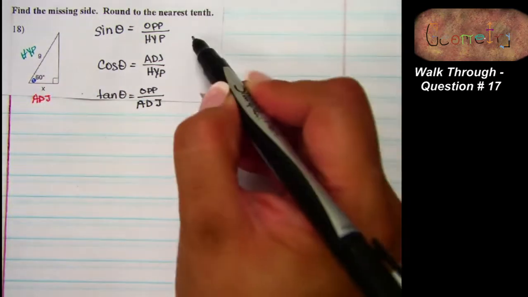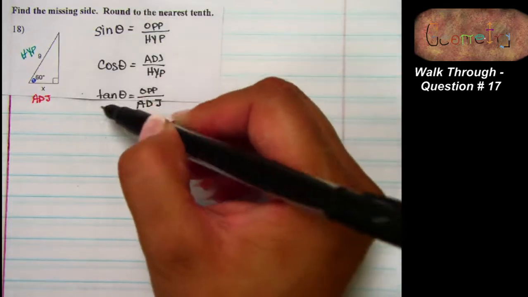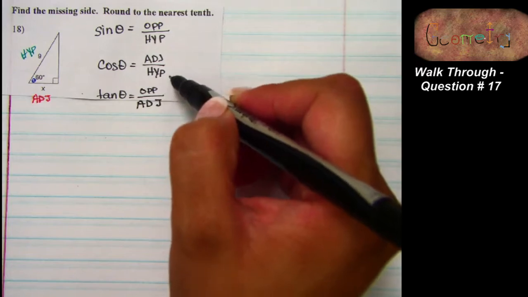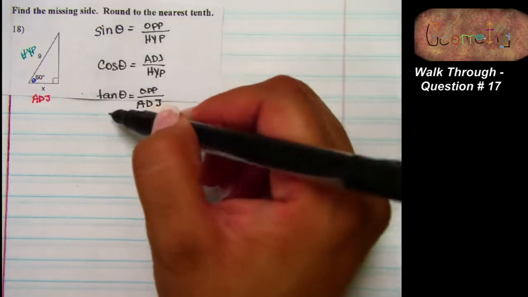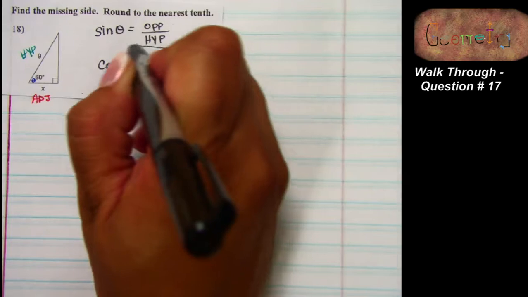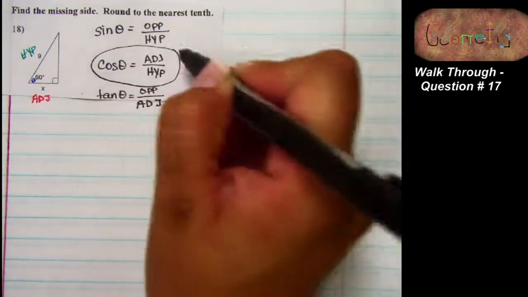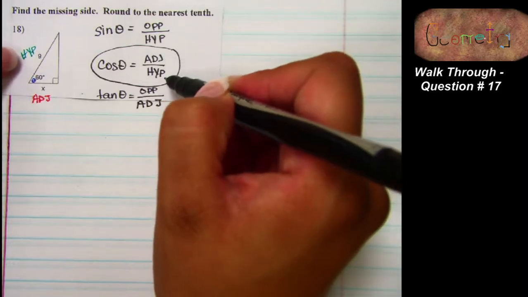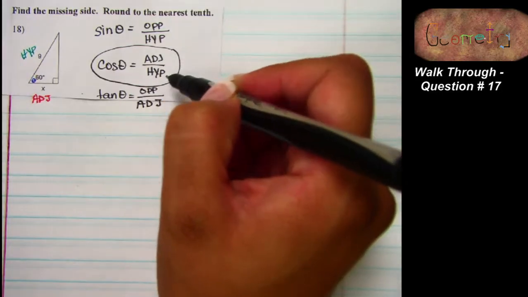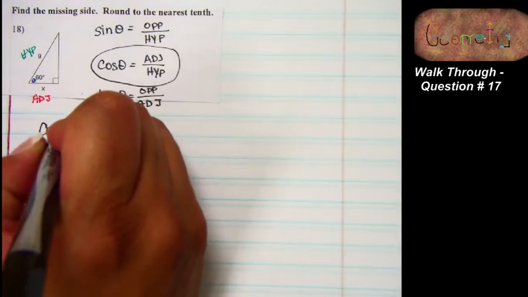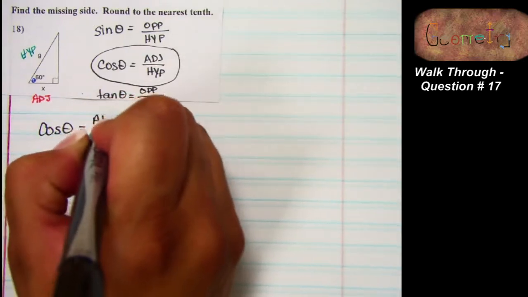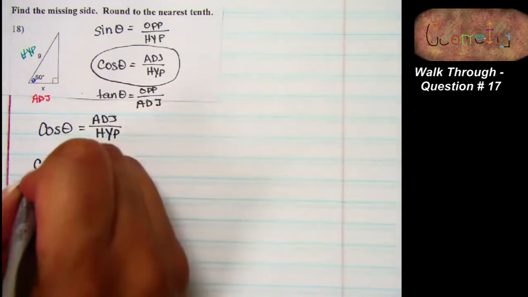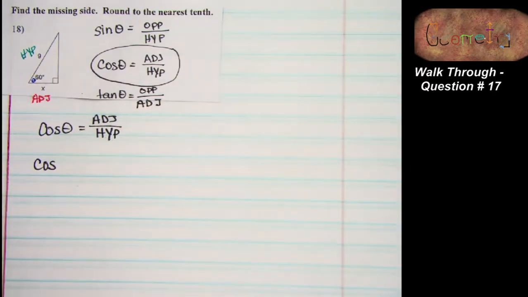So looking at my sine, cosine, and tangent ratios, I'm going to figure out which one I have information on. That would be cosine. I have information on cosine because I have information about the side adjacent to the angle, and I have information about the hypotenuse of the triangle. So I'm going to go ahead and rewrite that trig function out here, where I have a bit more room to work with it. And now I'm going to substitute the information that I know.